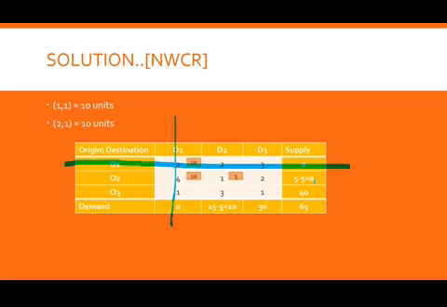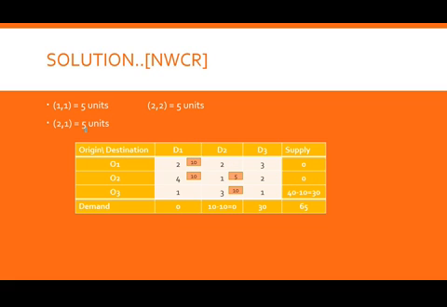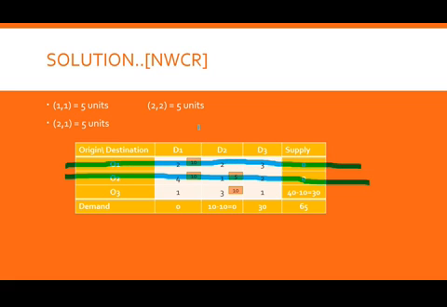So the supply becomes 5 minus 5, 0. Demand becomes 15 minus 5, 10. So I get an allocation of 5 units across 2 comma 2. So 2 comma 2, 5 units. So first row is gone. Second row is also gone. First column is also gone. Now I am left out with only these two elements.